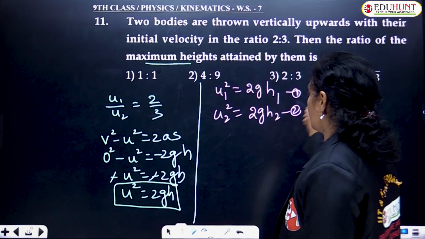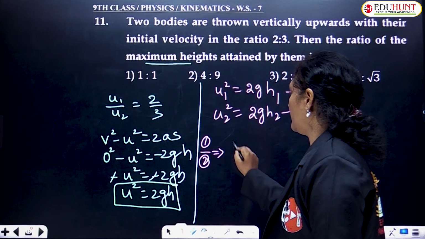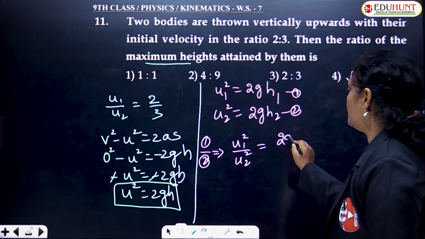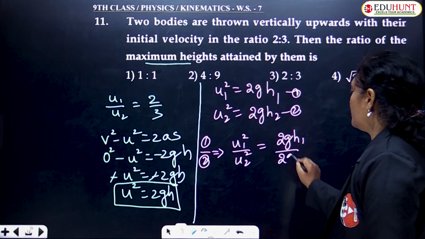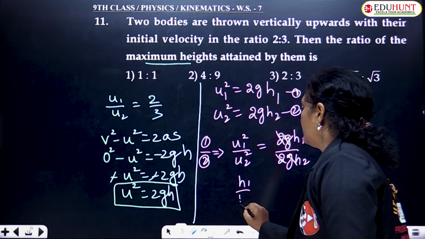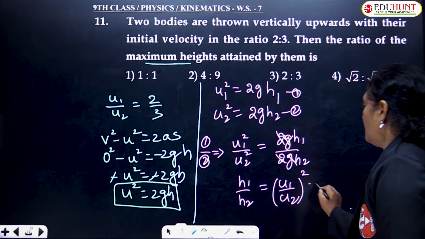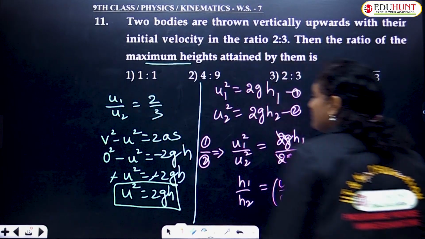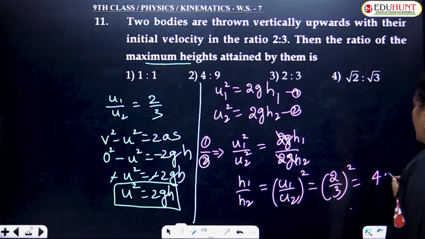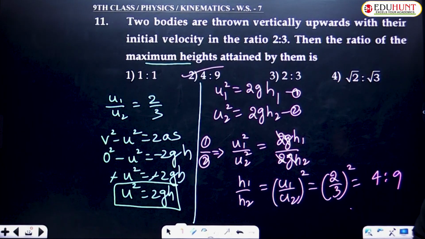Equation 1, equation 2. Divide both the equations. Then we have equation 1 upon equation 2 implies u1 square by u2 square is equals to 2gh1 upon 2gh2. Same values here. Hence, h1 by h2 is equals to u1 by u2 whole square. Children, what is the value of u1 by u2? It is 2 by 3. So, 2 by 3 whole square, nothing but 4 by 9 or 4:9. Hence, your answer, second option.